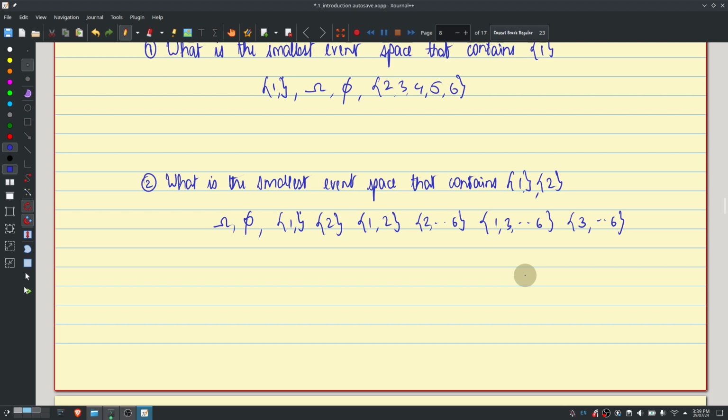Any other sets? Okay, so here's a question. Why do you need the event space?